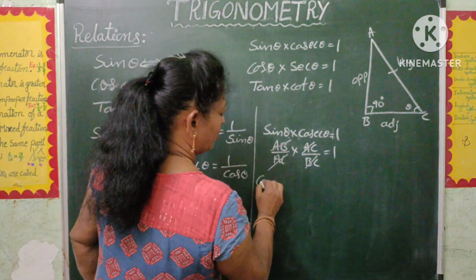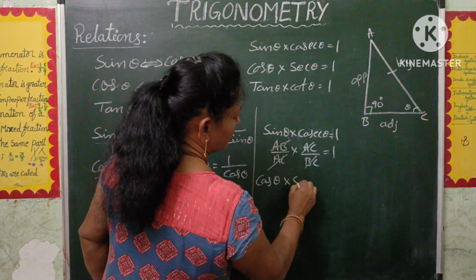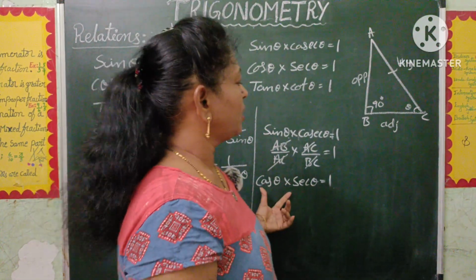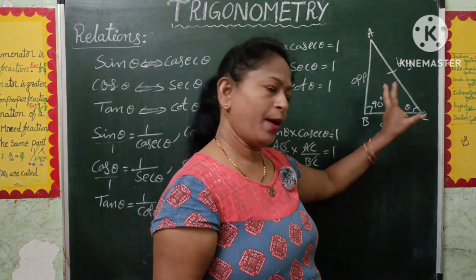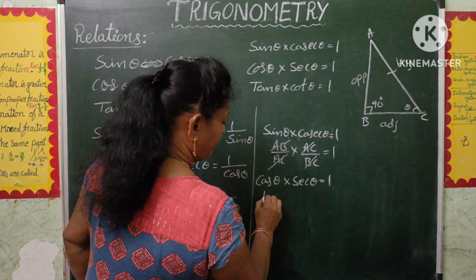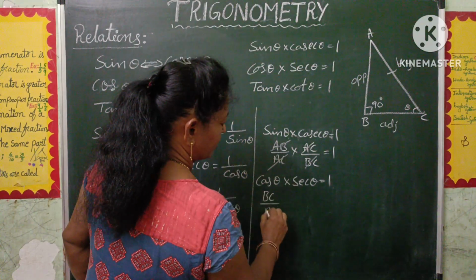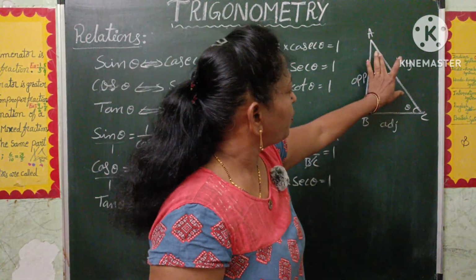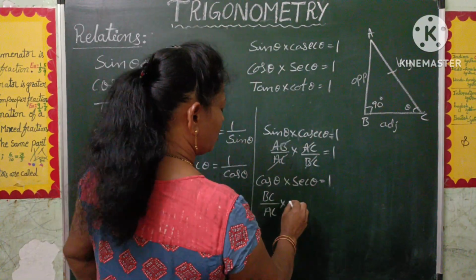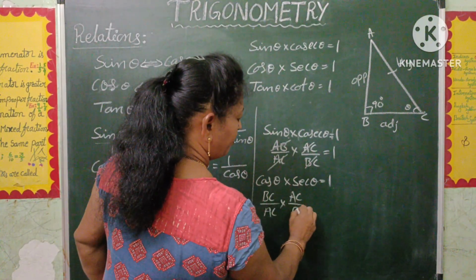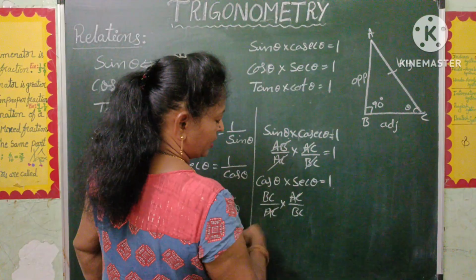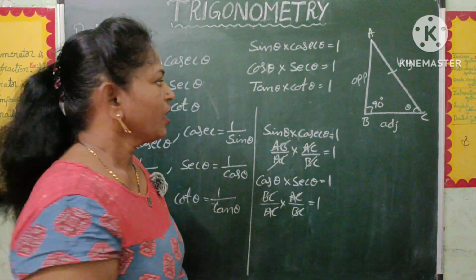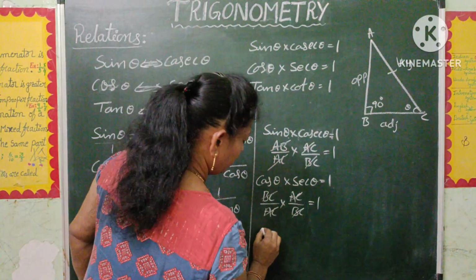Next, cos theta into sec theta equal to 1. That also we have to prove. Cos theta ratio is adjacent side by hypotenuse, so BC by AC, into sec theta, which is the reciprocal, hypotenuse by adjacent. So AC by BC. Then AC cancels, BC cancels, equal to 1. Hence proved.